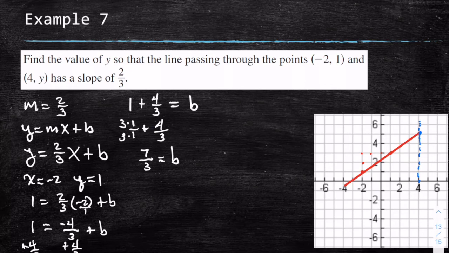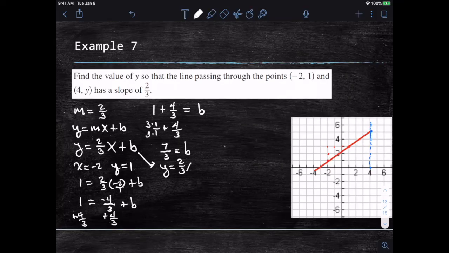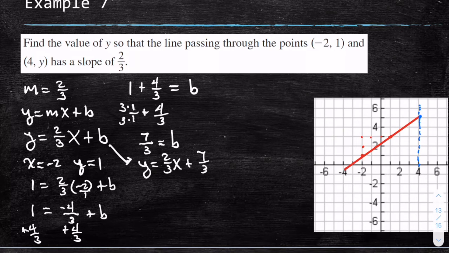That means now I can rewrite this equation and call it y equals 2/3 x plus 7/3. So now we're trying to figure out what is the value of y when x is 4, because remember we were asking for 4 comma y.